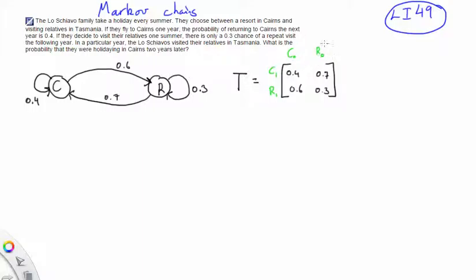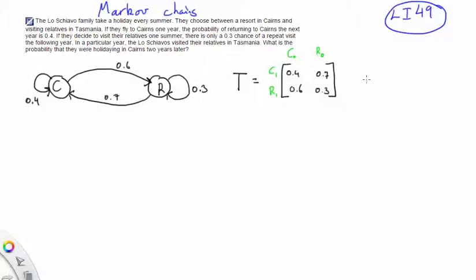Remember, this is the initial, this is starting, this is where we end up. So we're going from here to here. So we're going from visiting relatives to visiting relatives again. So make sure you get that right. Apart from that, you can pretty much set up your equation.